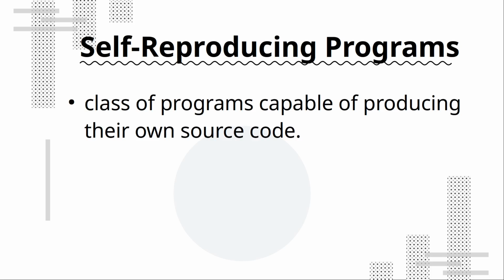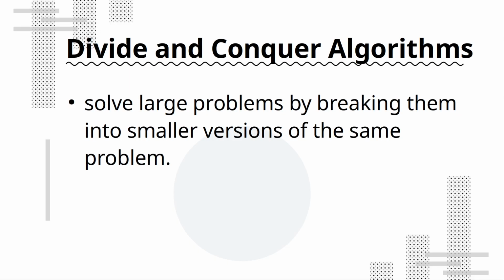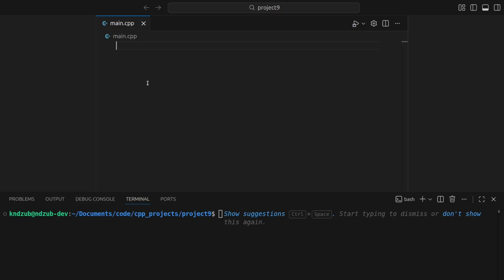Secondly, we have self-reproducing programs, which are a class of programs capable of reproducing their own source code. Then we have divide and conquer algorithms, which solve large problems by breaking them down into smaller versions of the same problems. Now you might be asking yourself, what do the previous examples have in common? All the previous examples have one thing in common, and that is that they utilize recursion. This shows you how powerful recursion is.